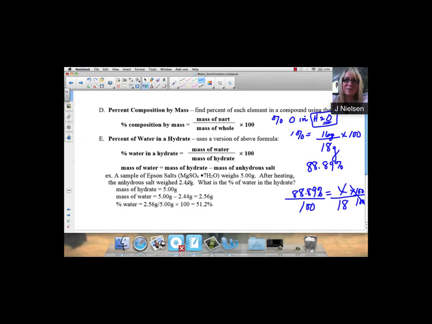So this is the amount that I'm starting with. This is the hydrated crystal. This is the anhydrated crystal, meaning the salt minus the water. So the difference between the two is 2.56, and that's grams of H2O that was driven off in the heating process. Therefore, the percent of water in the hydrate is 2.56 divided by 5 times 100.